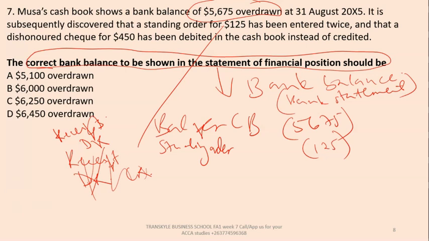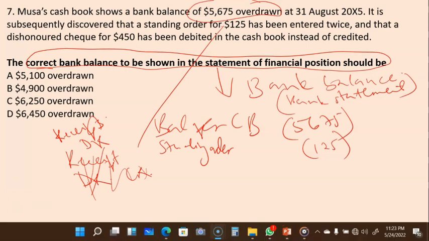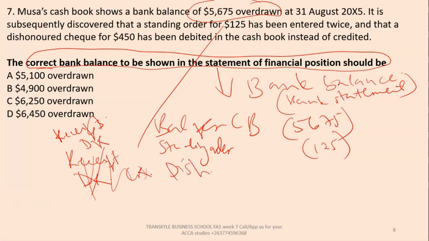Alright, we have done that one. Then we have the dishonoured check. This check of 450 has been put in the cash book as being debited. Now, this dishonoured check is a receipt which has failed to meet its purpose, so it becomes more of a payment. It has been debited, but it has not been affected by the payment.